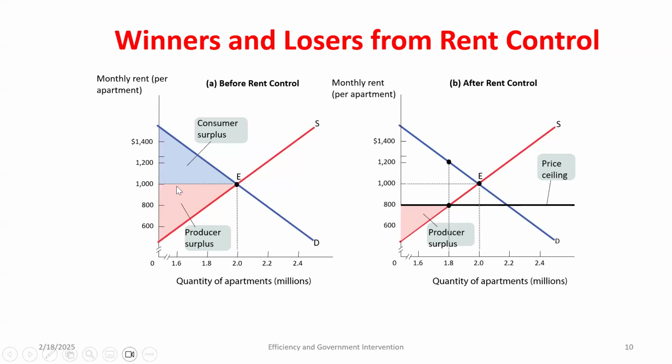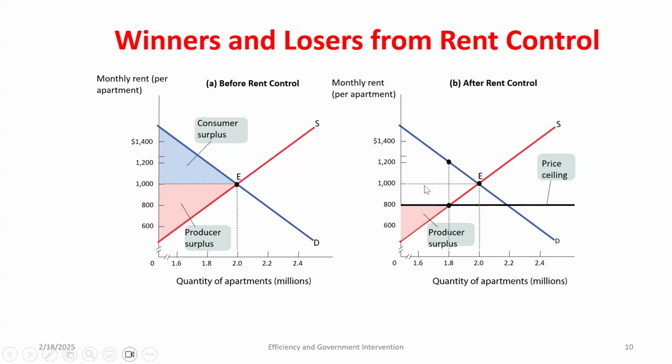Producer surplus used to be really large. Now it's a much smaller area. What was lost? This little triangle and this rectangle. So what does this little triangle represent? Well, this is going to end up being part of deadweight loss that comes from producers.